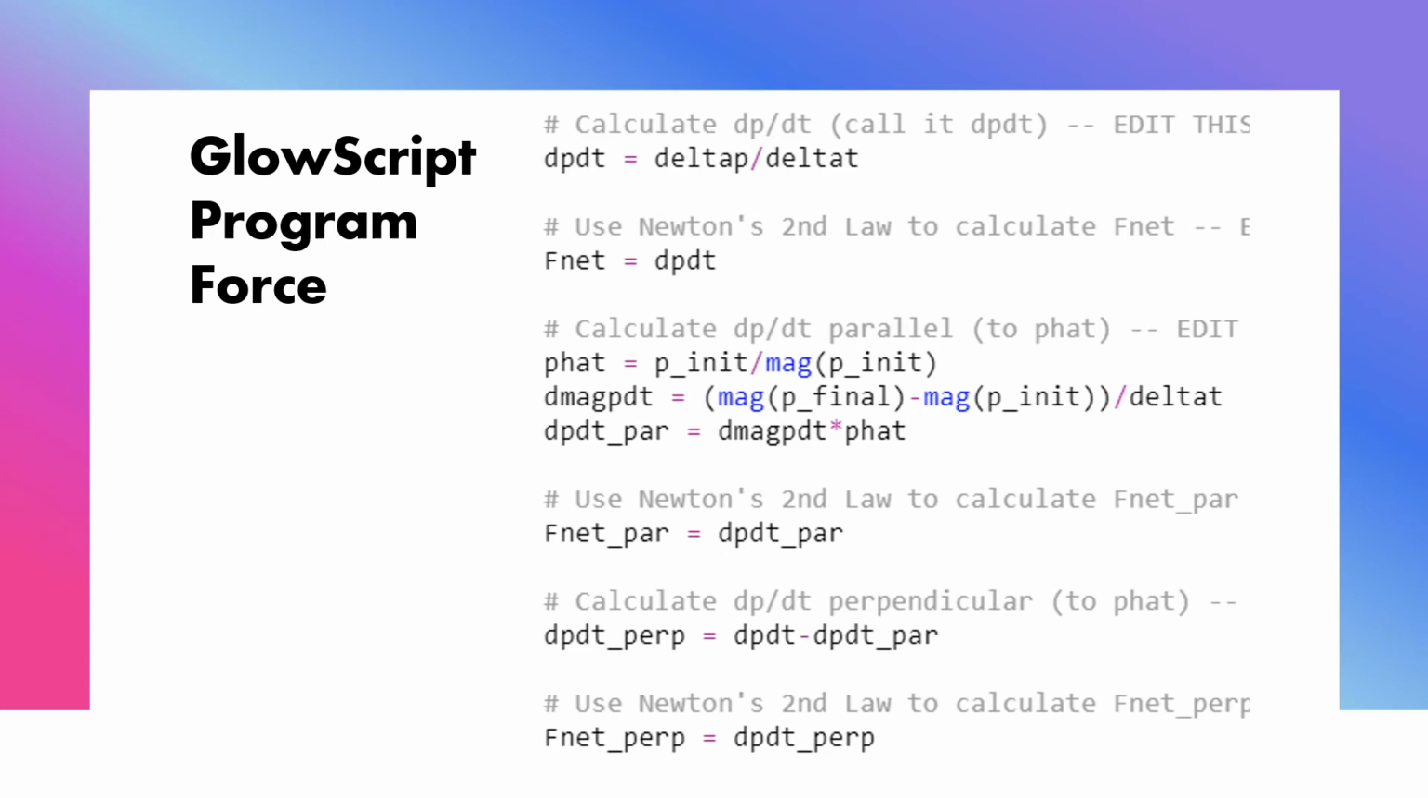Shown on the previous slide, dp/dt parallel is the magnitude of dp/dt times p hat, the direction of the momentum. By Newton's second law, F-net parallel is equal to dp/dt parallel, and likewise for F-net perpendicular and dp/dt perpendicular. Since in circular motion the parallel and perpendicular components add up to equal dp/dt, we can solve for dp/dt perpendicular by subtracting dp/dt parallel from dp/dt, shown in the fifth section of the code.